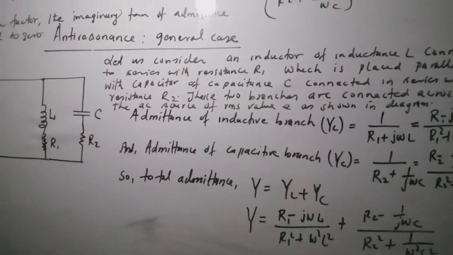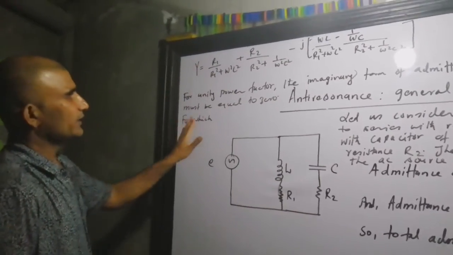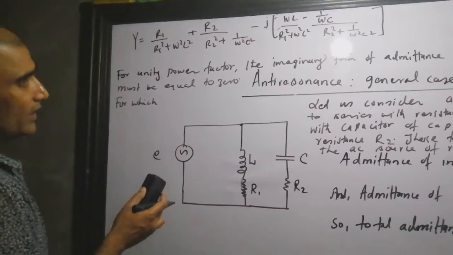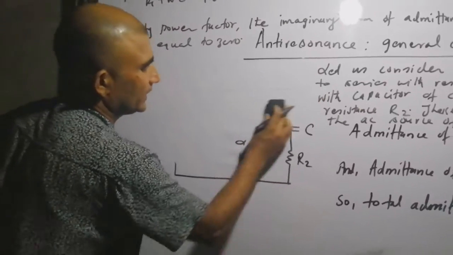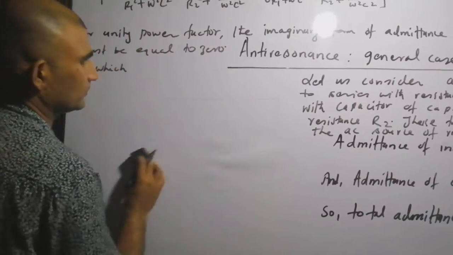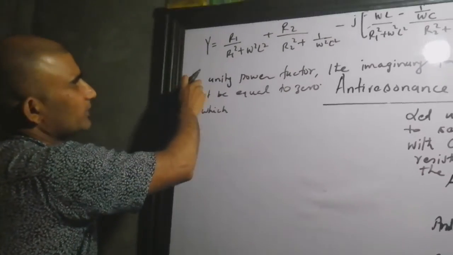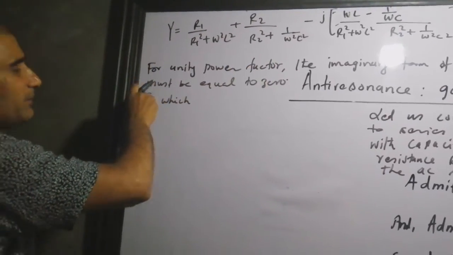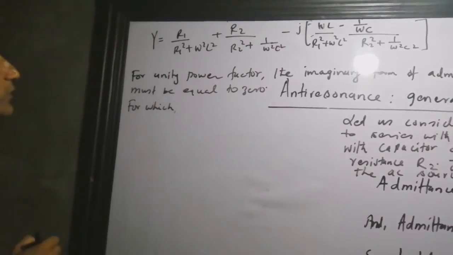After writing the introduction part you will write for this, and then this, and then this, up to here. Okay, up to here there is no problem. Now I don't require this figure, so I am going to erase it, and I need some space also. What I have written is: for unity power factor the imaginary part of admittance must be equal to 0, and for which what do we need?